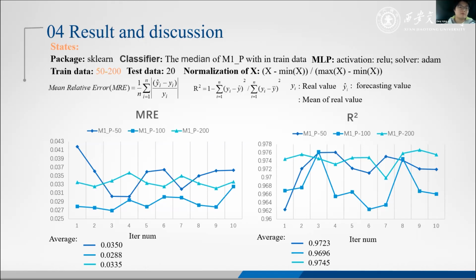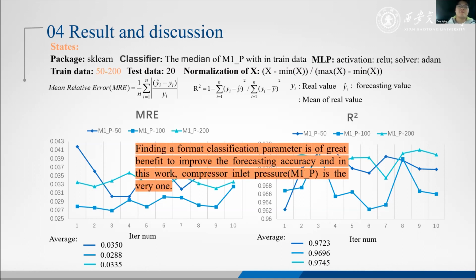Similarly, I calculate the mean value of the mean relative error and the R square. Through the data comparison, it can be seen that the model based on M1P has a mean relative error value similar to k-means combined with MLP, and the R square is better than k-means combined with MLP. So we can conclude that finding a proper classification parameter is of great benefit to improving the forecasting accuracy, and in this work, compressor inlet pressure is the very one.